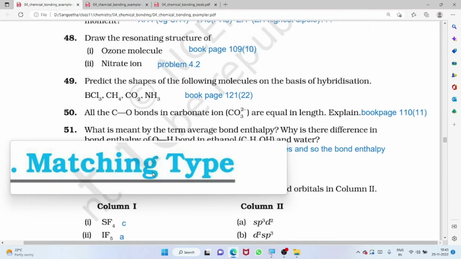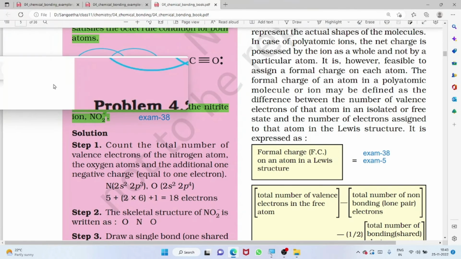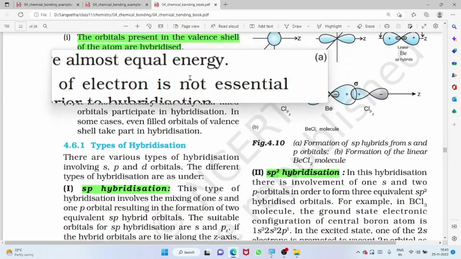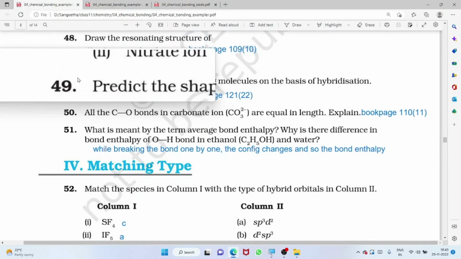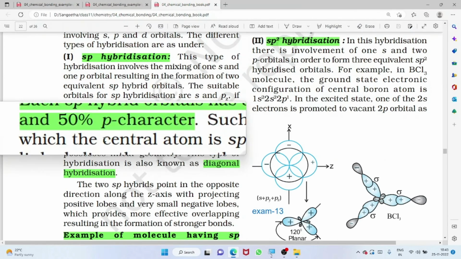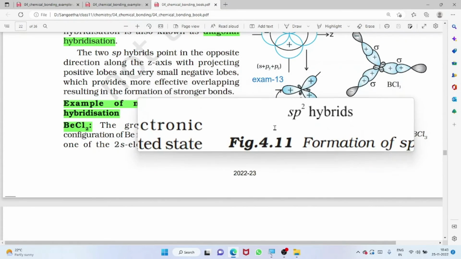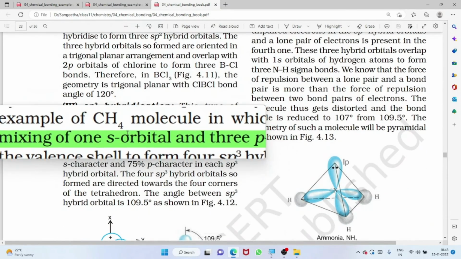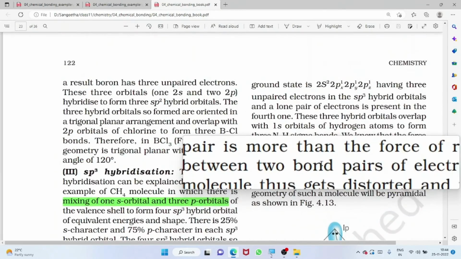Predict the shape of the following molecules on the basis of hybridization: BCl3, CH4, CO2, NH3. You can see everything is here in the book only. You can go through it.